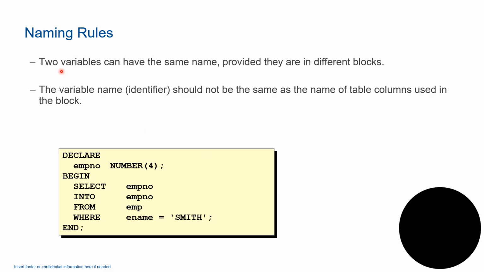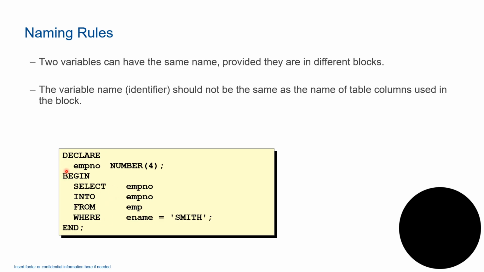As you can see, these are the naming rules. Two variables can have the same name, provided they are in different blocks. So we can have two variables with the same name, but they should be in different blocks. The variable name identifier should not be the same as the name of the table columns used in the block. Here in the example, see employee number. We have declared a variable which is employee number, and in the table it also has the same name, employee number. So we are selecting employee number into employee number. It is quite confusing, so it should not be the same.